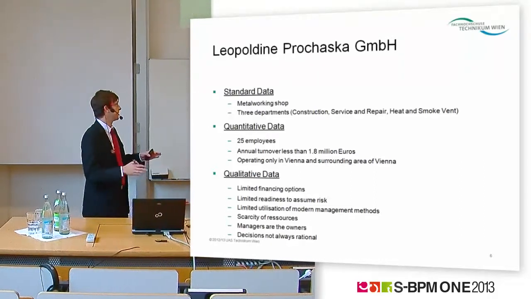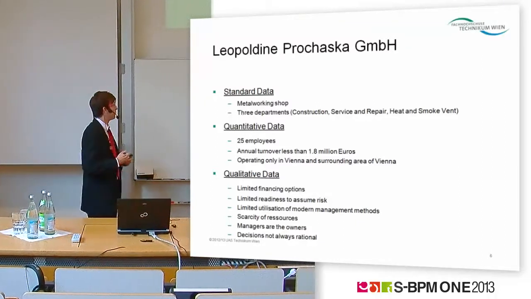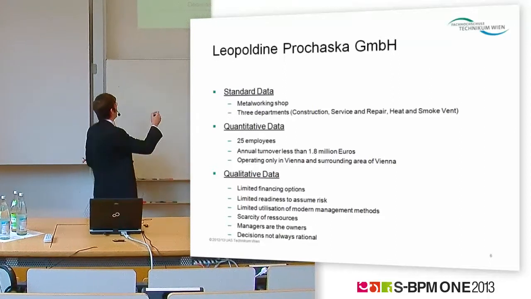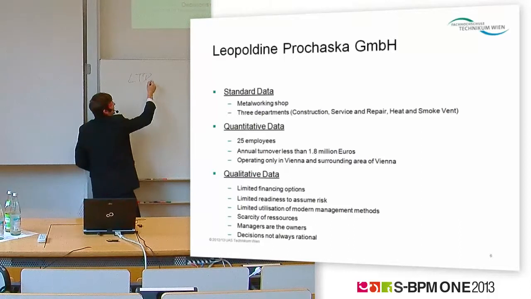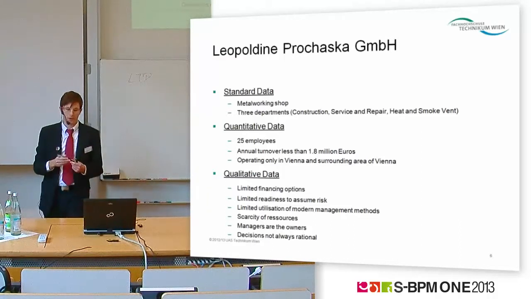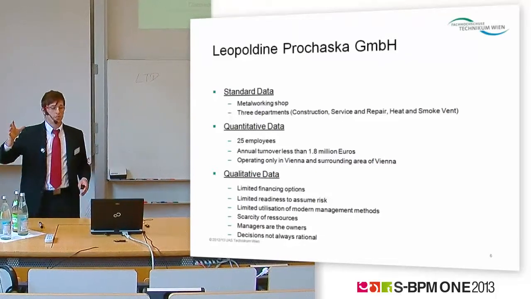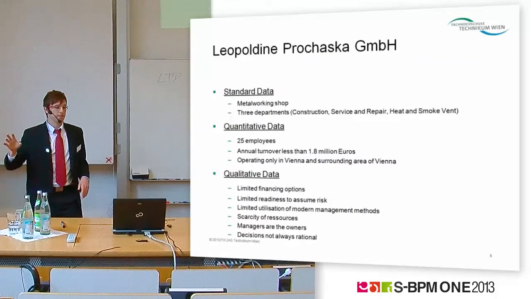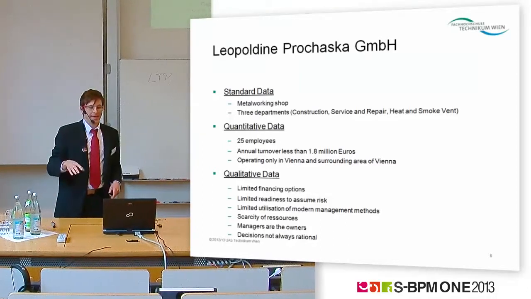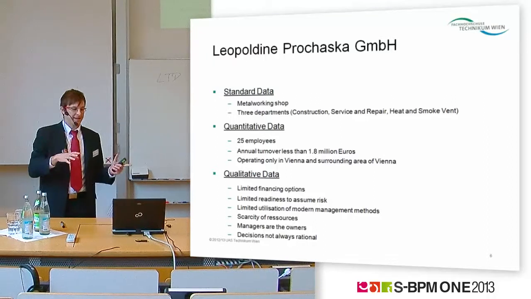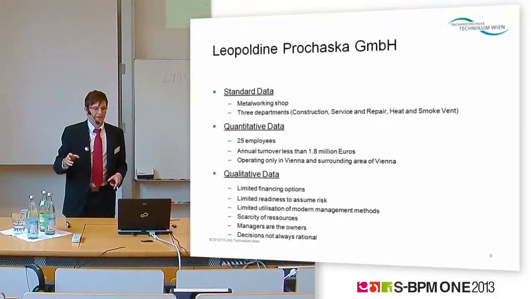GmbH is the Austrian legal description for companies, and actually it could be compared with limited liability companies. As you can see, it's a metalworking shop with 25 employees. The annual turnover is less than 1.8 million euros, and they are operating only in Vienna and the surrounding areas of Vienna in Austria.